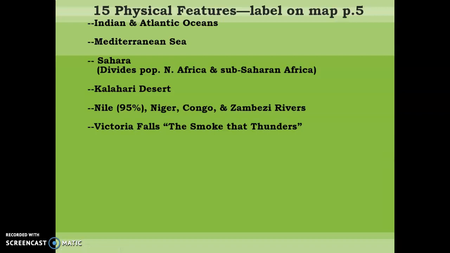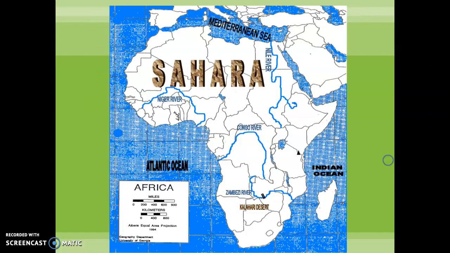Victoria Falls. This is one of the world's largest waterfalls. It is not the largest. That is Angel Falls in Venezuela. But its nickname is the smoke that thunders because it looks like smoke, but it's really mist. And the thunder, of course, is the amount of water that pours over Victoria Falls. Victoria Falls is named after Queen Victoria from England, and that is what the little hash mark is on the Zambezi River.